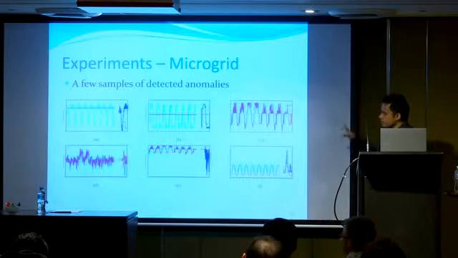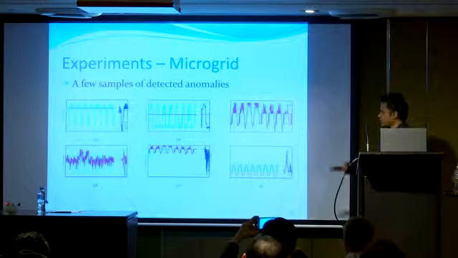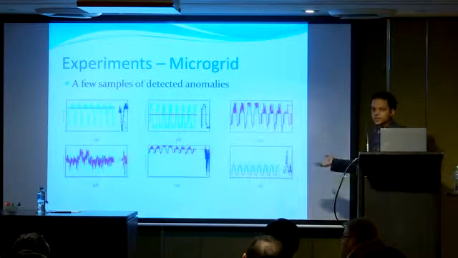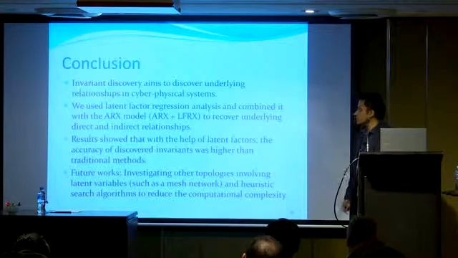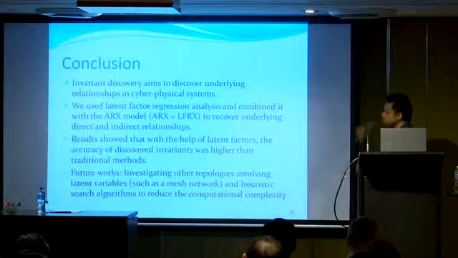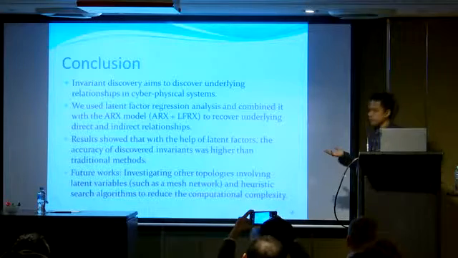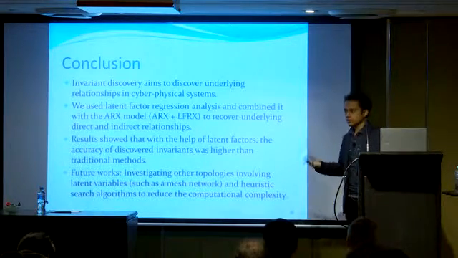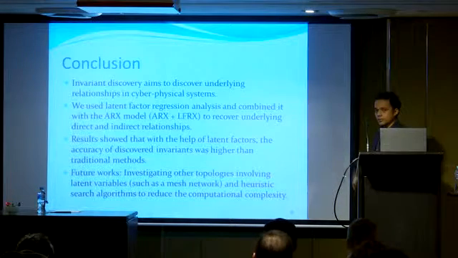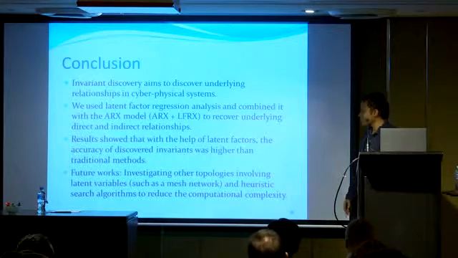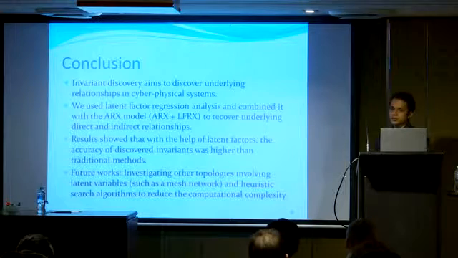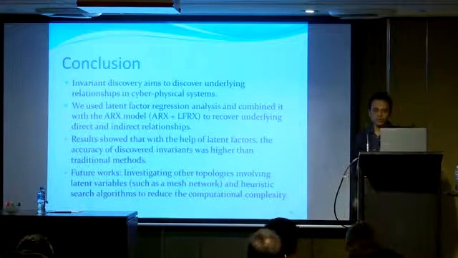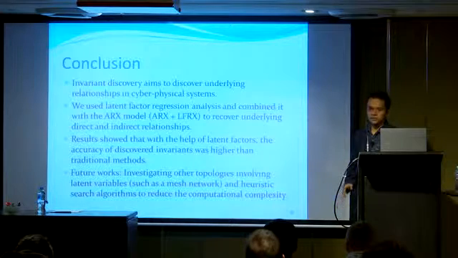These are a few examples from this microgrid and the related anomalies. The top ranked ones are shown here, and you can see that they are really interesting anomalies. To conclude, the authors found through latent factor regressions more edges that are connected through hidden layers, and they were able to identify anomalies in testing phases. In future work, they aim to apply this to other topologies like a mesh network, and they also want to use heuristic searches to reduce complexity.